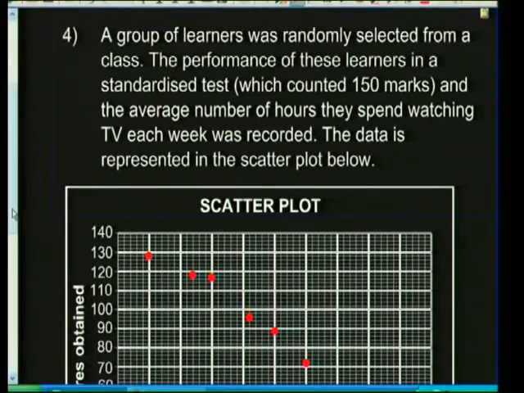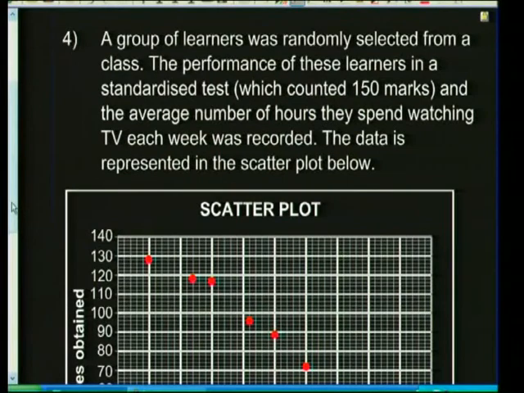Welcome back, grade 12s. Let's get going with the last part of our statistics, where we're going to be looking at your scatter plots, your cumulative frequency, and interpreting your ogive graphs. Okay, let's have a look at the example they've given us on scatter plots. And remember, scatter plots help us to determine a relationship between two variables. As the one increases, does the other increase, indicating a positive correlation? Or as the one increases, does the other decrease, which would indicate a negative correlation between the variables.